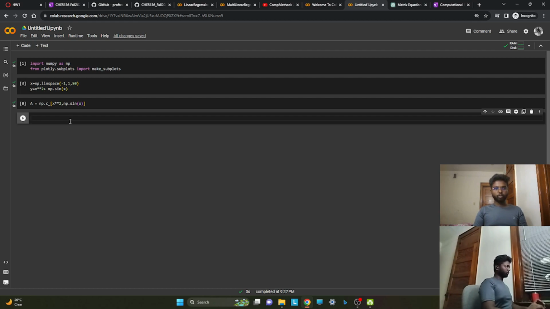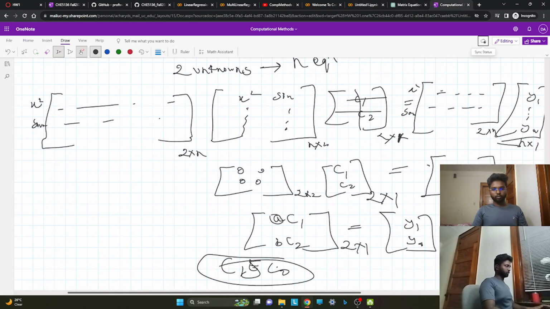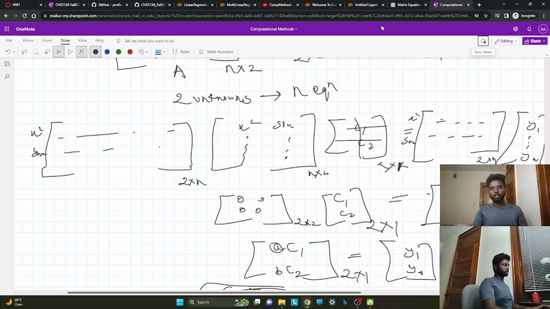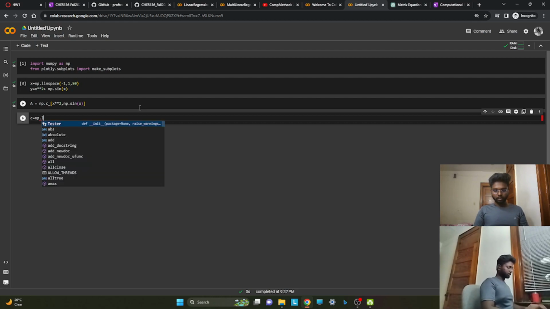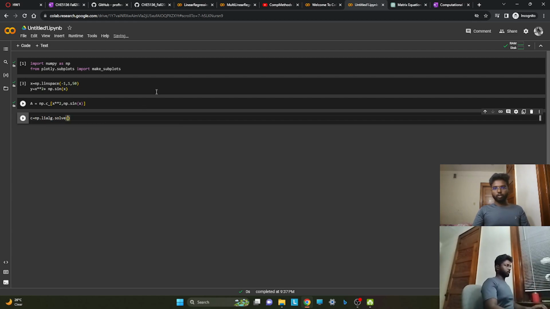Now we need the coefficient values. For that we need to solve this equation, and there is a function to solve that. We can directly do c, whatever values you get, you put it in c. C is equal to np dot linalg dot solve. It will solve the equations we give it.